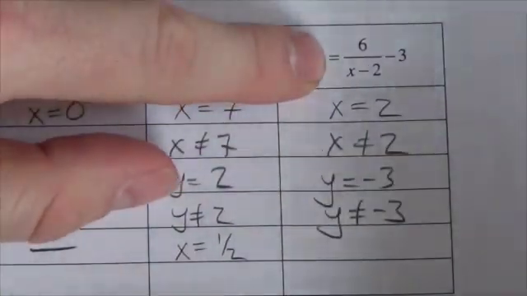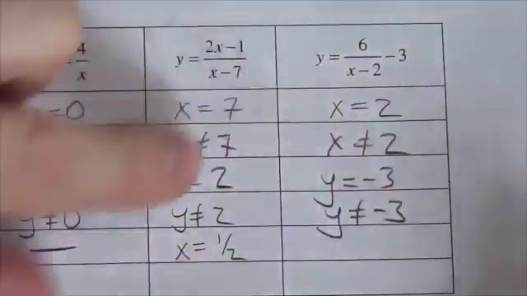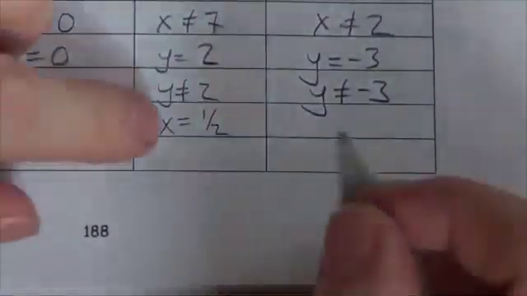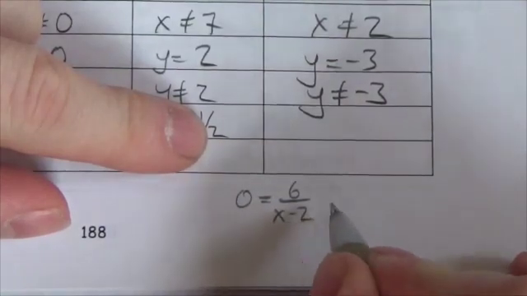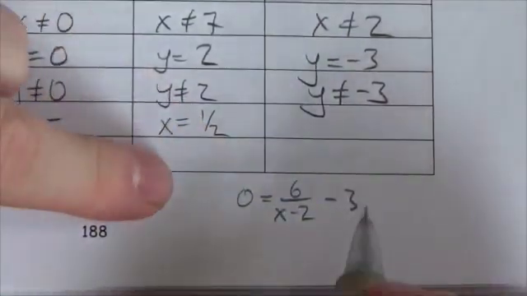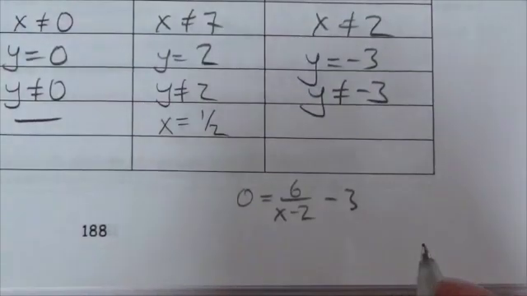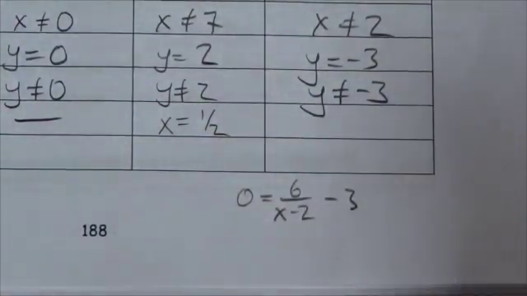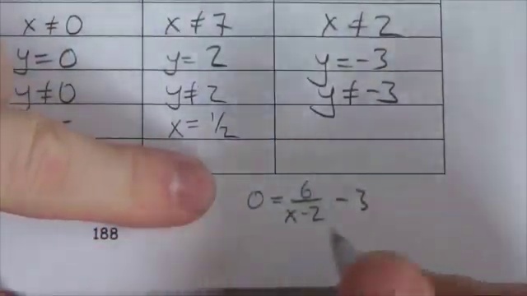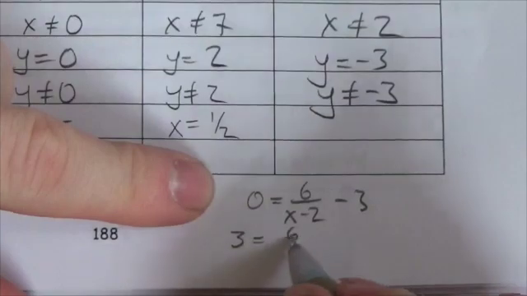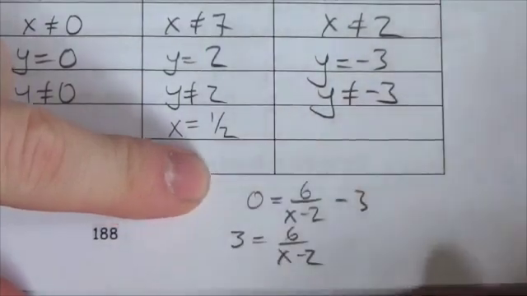Down here, now this is an interesting one. This is going to lead us to a little equation. Let's go down here, we're going to solve this. So 0 will equal 6 over x minus 2, minus 3. We get a little equation when we solve for the x-intercept, and you always do. Solving for an x-intercept always involves the creation of an equation. Bring the 3 over, so we get positive 3 is equal to 6 over x minus 2.